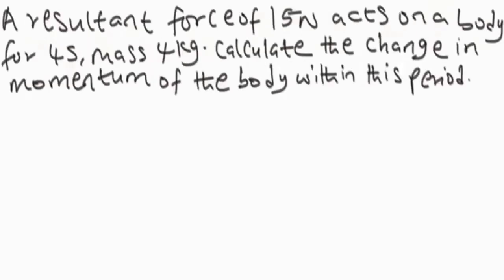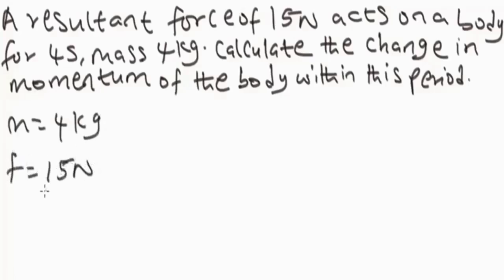Alright, so look at this question. It says a horizontal force of 15 Newton acts on a body for 4 seconds. The mass is 4 kg. Calculate the change in momentum of the body within this period. Alright, so let's bring out the parameters. We have our mass to be 4 kg, our force to be 15 Newton, and our time t to be 4 seconds, and we are asked to calculate the change in momentum.